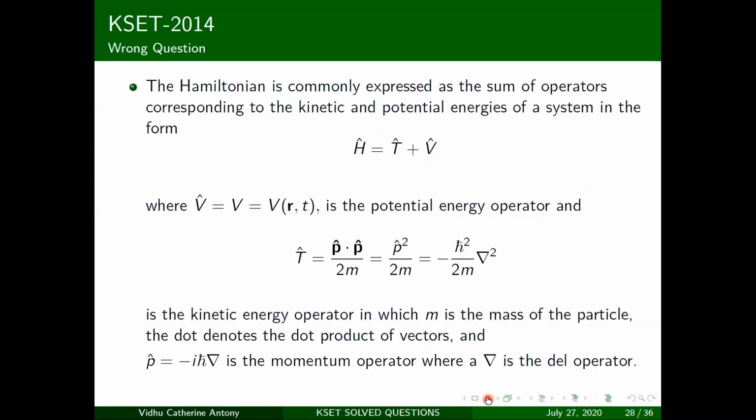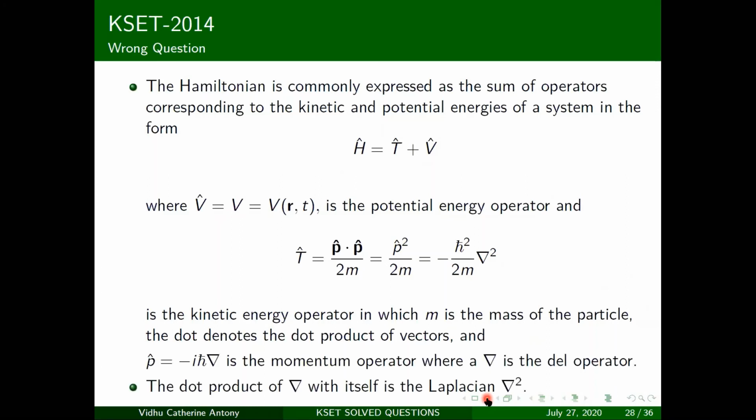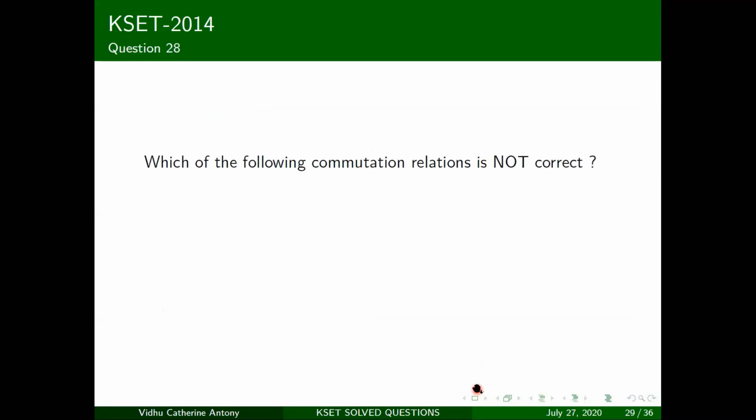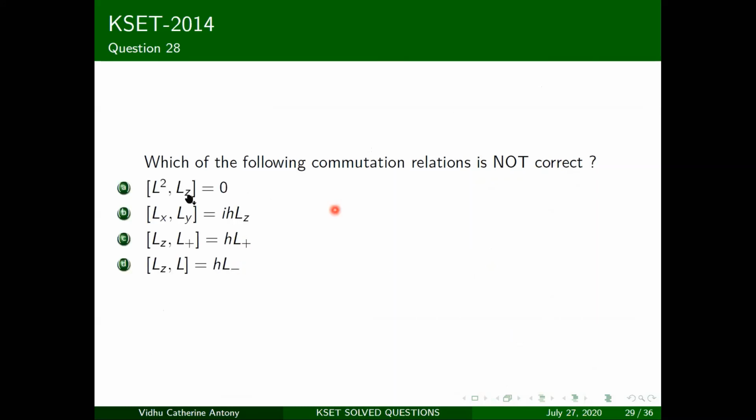Now let's move on to the next question. Which of the following commutation relations is not correct? These are the several options given to you. You've got [L², Lz] is equal to 0, [L², Ly] is equal to iħ Lz, and [L², Lz] L+ is equal to ħ L+.